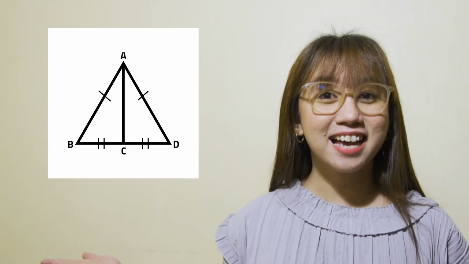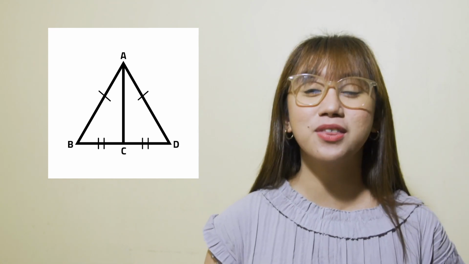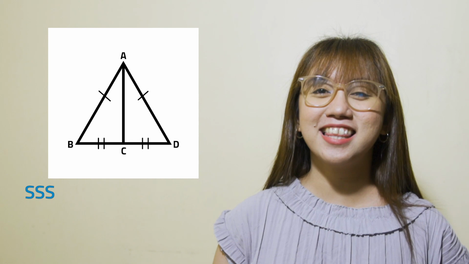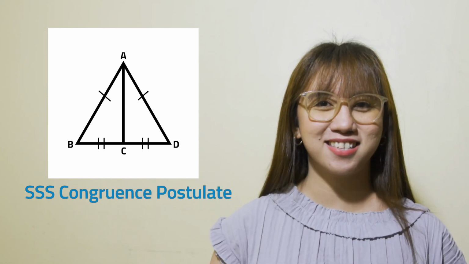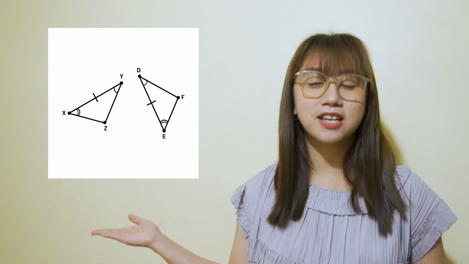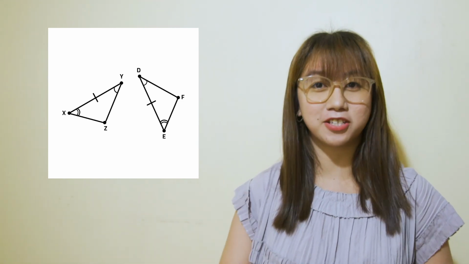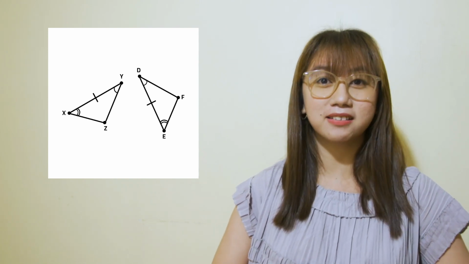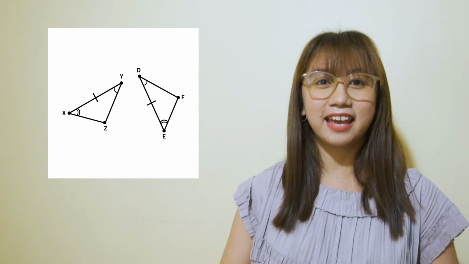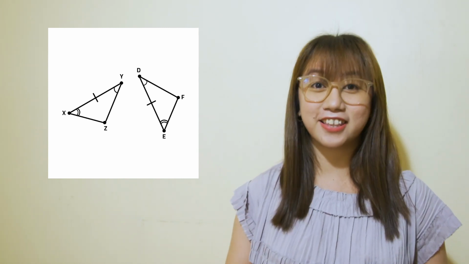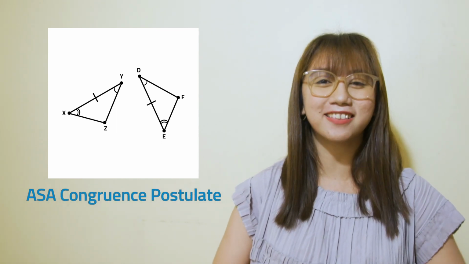Now, can you identify which postulate, SAS, ASA, or SSS, can be used to prove that the following triangles are congruent? Let's start. Take a look at this. Since three sides in triangle ABC are congruent to three sides of triangle ADC, then the SSS congruence postulate applies. How about this? In these triangles, you can see that there are two matching angles and a matching side. Angle Y is congruent to angle D, XY is congruent to AD, and angle X is congruent to angle E. Thus, the ASA congruence postulate applies.